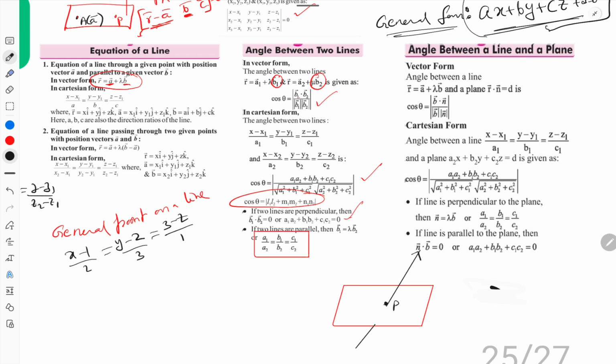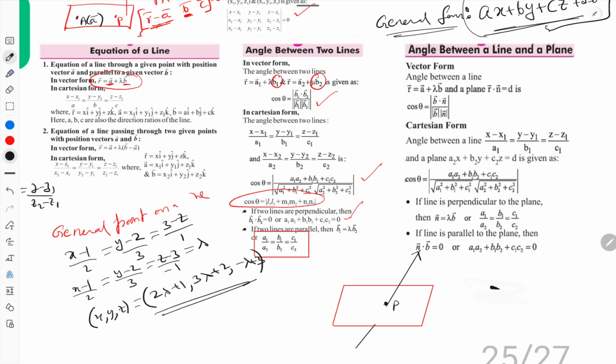Then what are the DRs of the line? 2, 3, minus 1, not plus 1, because it is 3 minus z that is given. So this 3 minus z has to be converted: (x minus 1)/2, (y minus 2)/3, (z minus 3)/minus 1. Suppose you call this ratio lambda, then x, y, z can be written as 2 lambda plus 1, 3 lambda plus 2, minus lambda plus 3. So this is the general point on the line.